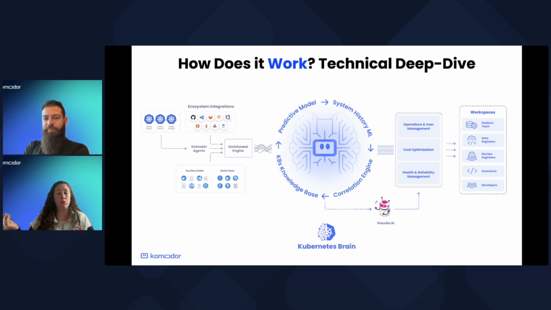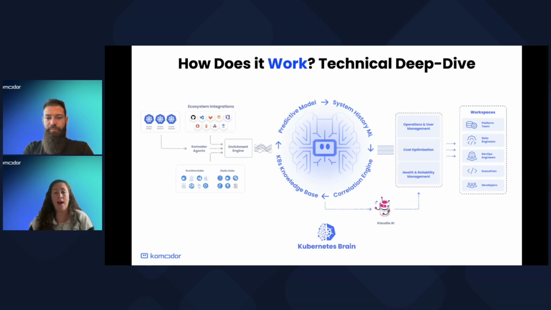And we also use third-party tools. So if you need to enrich the data with other tools that you're already using, such as GitHub, Datadog, things like that, we also pull data from there, and we take all of that information and put it within our enrichment engine and send it back to our backend, to the brain. This is how we call it.